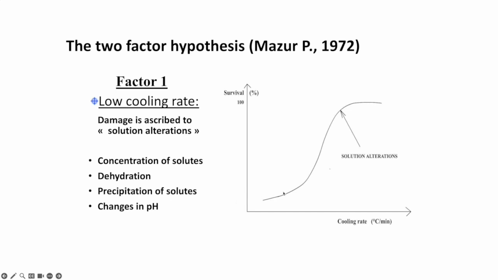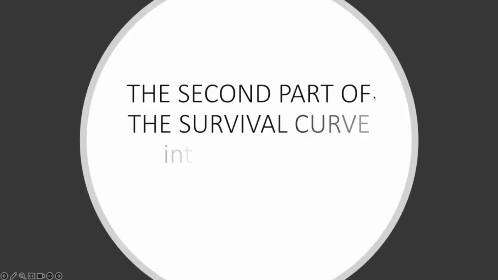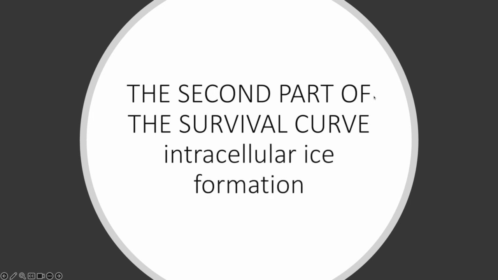So when you freeze something with low cooling rate, the survival increases as you increase the cooling rate, because you get to lower temperatures before mass transfer damage has time to occur. Now, what's happening when you get to this point? When you get to this point, you suddenly detect intracellular ice forming.